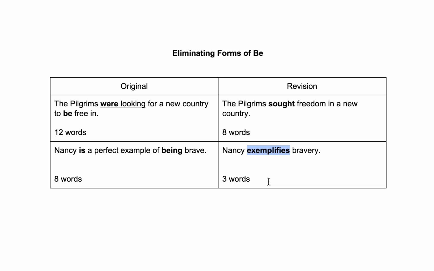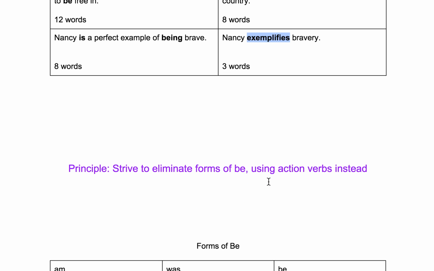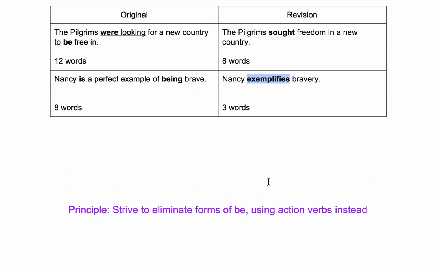So what this example suggests to us is that we can improve our writing, make it more concise, make it more direct, by looking for forms of be and replacing them with action verbs, particularly action verbs used in the active voice. So we have this principle. Strive to eliminate forms of be using action verbs instead.